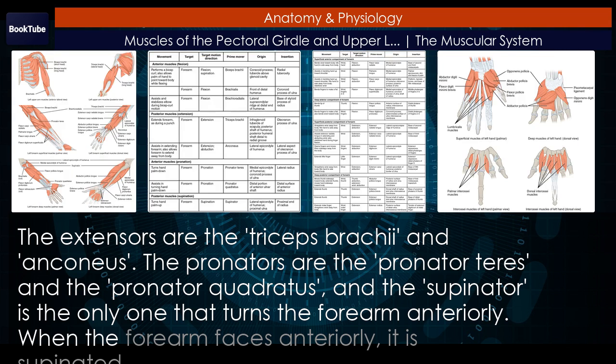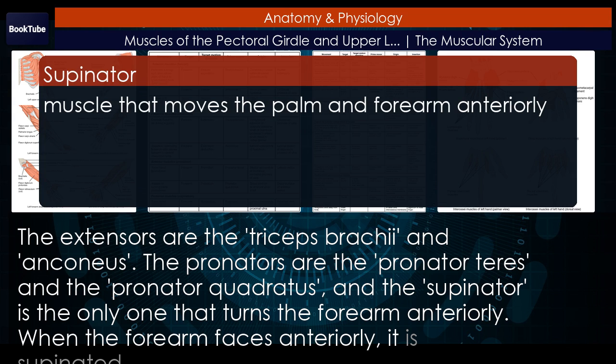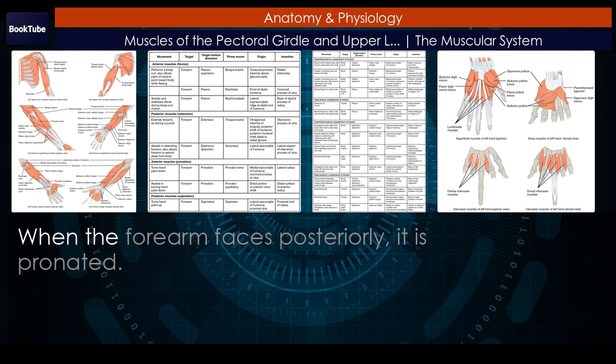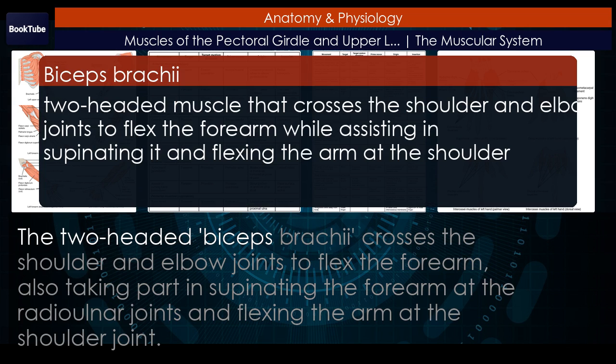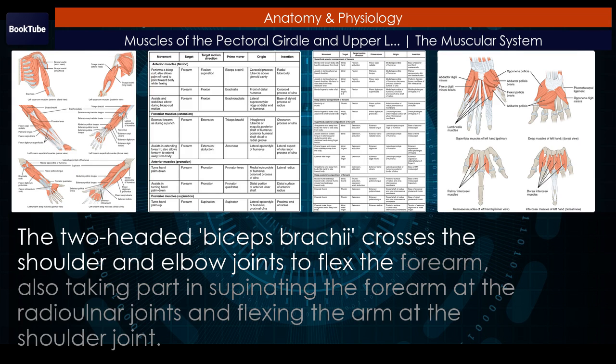When the forearm faces anteriorly, it is supinated. When the forearm faces posteriorly, it is pronated. The biceps brachii, brachialis, and brachioradialis flex the forearm. The 2-headed biceps brachii crosses the shoulder and elbow joints to flex the forearm, also taking part in supinating the forearm at the radio-ulnar joints and flexing the arm at the shoulder joint.